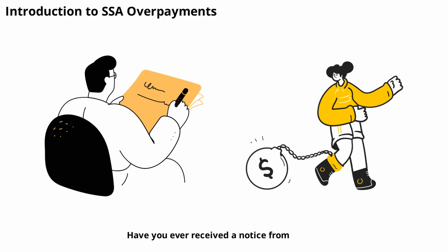Have you ever received a notice from the Social Security Administration saying you've been overpaid? It can be confusing and stressful, especially if you rely on those benefits. Overpayments happen when the SSA pays you more than you should have received, and they'll usually ask for that money back. But did you know you might not have to repay it?